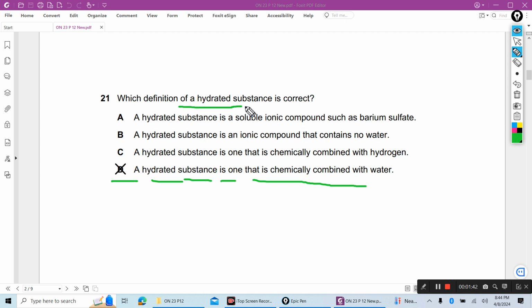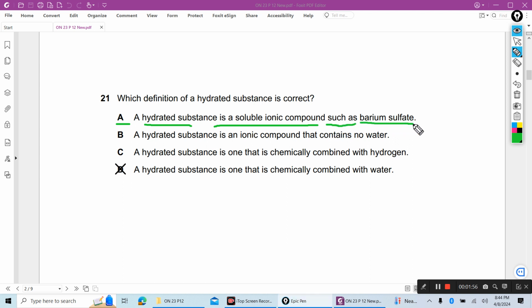This is the hydrated substance. Why is A wrong? A hydrated substance is a soluble ionic compound. Say barium sulfate. No, barium sulfate is insoluble. B is wrong. A hydrated substance is an ionic compound that contains no water. No, a hydrated substance contains water of crystallization. C. A hydrated substance is one that is chemically combined with hydrogen. Not hydrogen, it is chemically combined with water. So D is the correct answer.